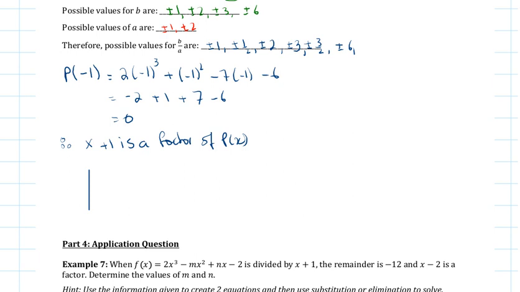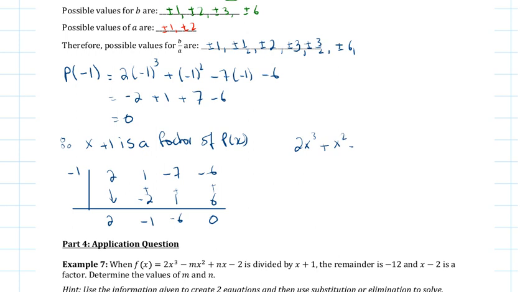Now, let's do synthetic division. So -1, 2, 1, -7, and -6. So that's 2 times -1, that's -2. I'm going to add, that's a -1. -1 times -1, that's a 1. I'm going to add, that's a -6. -6 times -1, that's 6. Add, that's a remainder of 0.